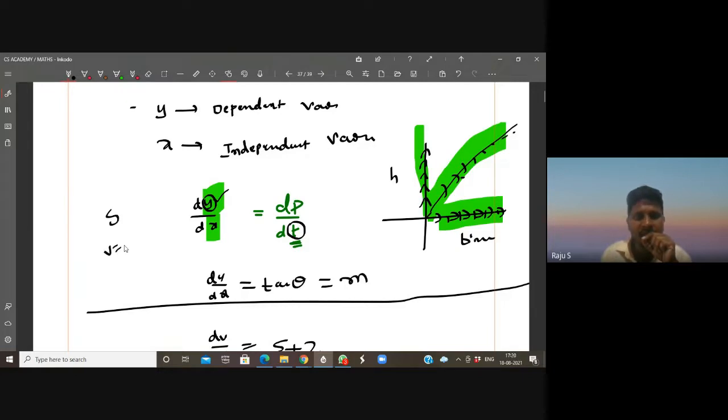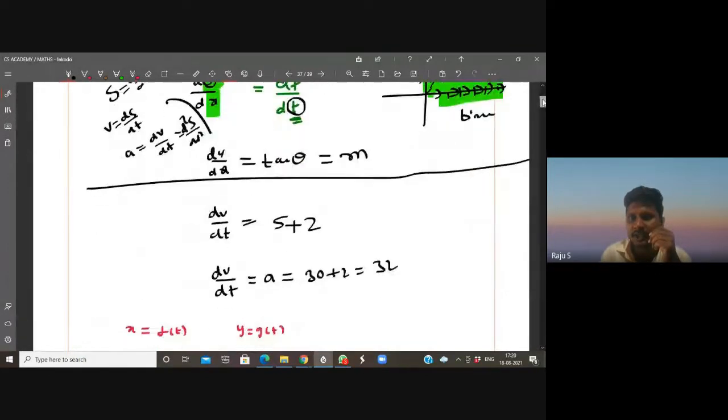The velocity is given by ds by dt, and let v be the velocity of the particle. Then the rate of change of velocity is given by acceleration, that is dv by dt. Then a is equal to d square s by dt square. Okay, if we differentiate twice, we will get the acceleration.